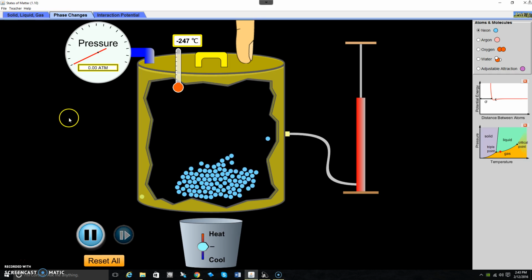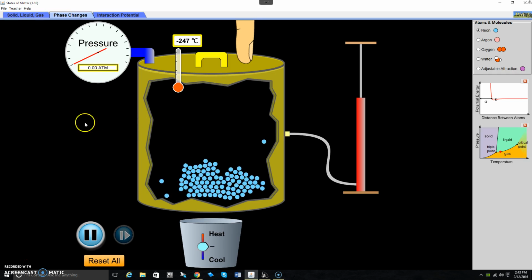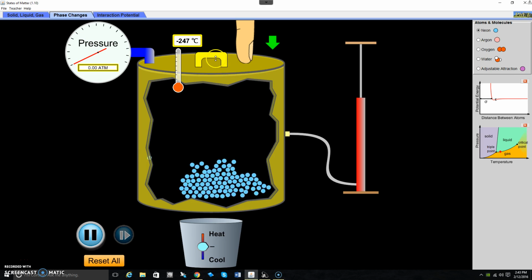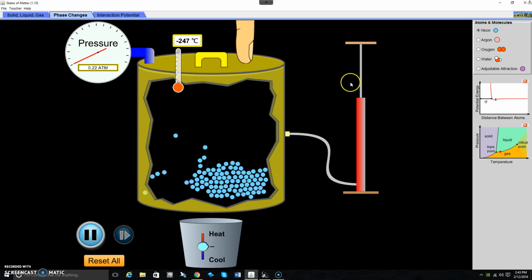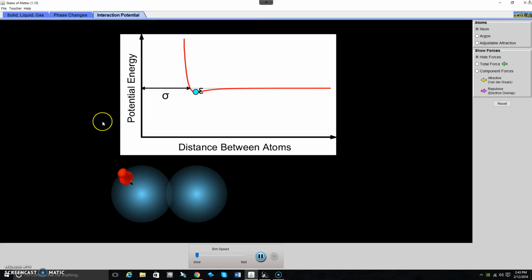In the second window, you can do basically the same as the first window, but in this one you can also see pressure, and you can also adjust the volume of the container and introduce more atoms or molecules into the system. This third window plots potential energy versus distance between atoms and creates what is known as a potential energy well. And I'll begin by talking about this.